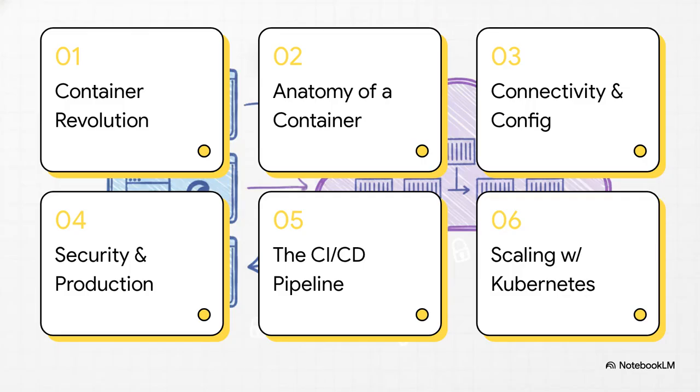Here's how we're going to break this all down today. First, the container revolution. Two, anatomy of a container. Three, connectivity, state, and config. Four, security and production. Five, the CI/CD pipeline. And six, scaling with Kubernetes. Let's get right to it.